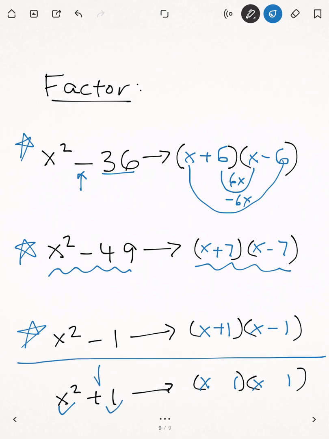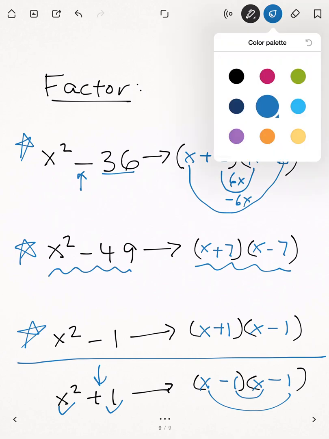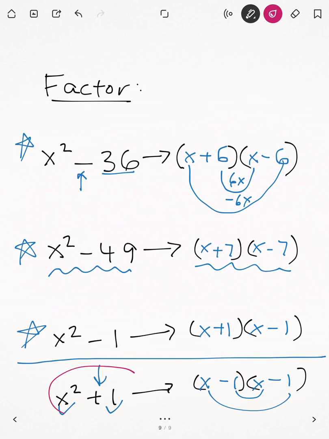But the problem here is that symbol. If we tried to give both of them a plus, we end up with a middle term, 2x. If we tried to give both of them a subtraction, shoot, we still end up with a middle term, negative 2x. So the thing you have to remember is when you see the sum of 2 perfect squares, you can't factor it in Math 097.